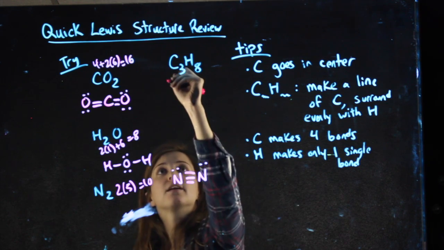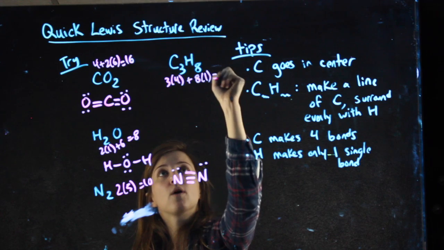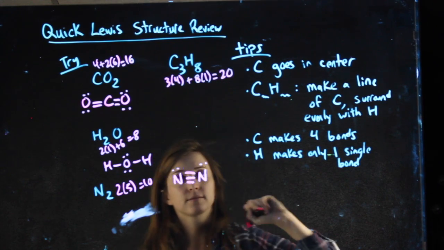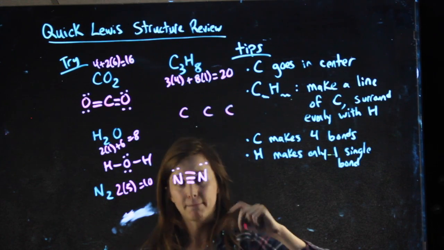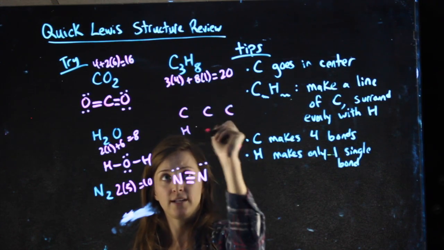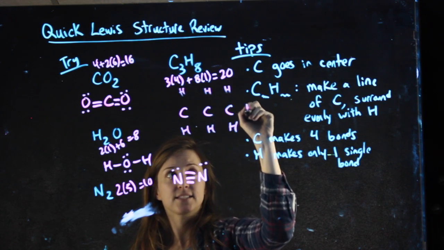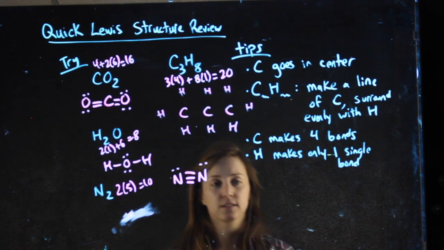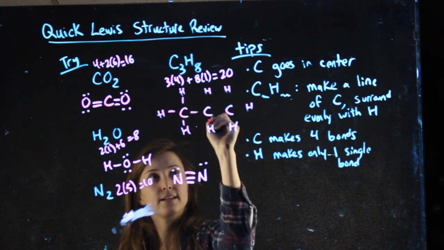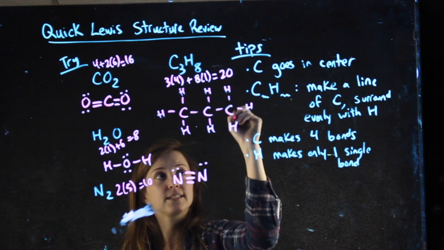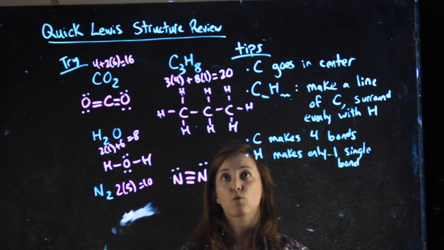Finally, C3H8, 3 carbons that each have 4, 8 hydrogens that each have 1. That is 20. Putting my carbons in a line, my hydrogens around them. So 1, 2, 3, 4, 5, 6, 7, 8. Starting with bonds, 2, 4, 6, 8, 10, 12, 14, 16, 18, 20. I use 20. All my hydrogens have 1 line. All my carbons have 4.